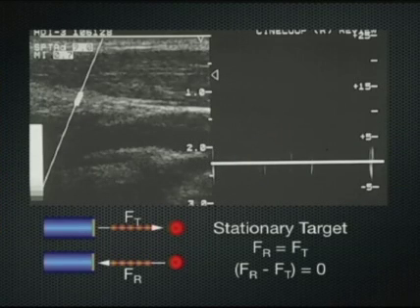Here's an image of a Doppler sample placed in soft tissue. And we can see on the right the spectrum displays no motion, no frequency shift. This is because the target is stationary, the transmitted and reflected frequencies are equal, and there is no Doppler frequency shift.